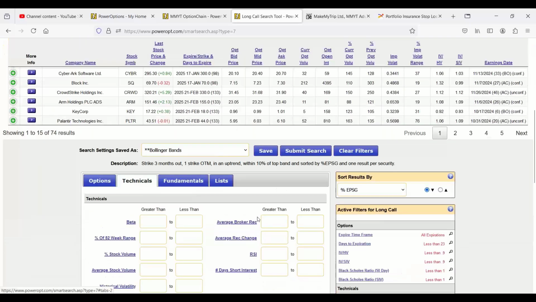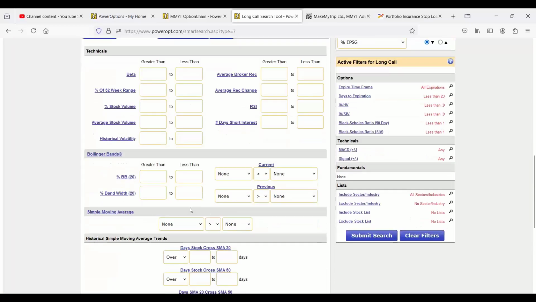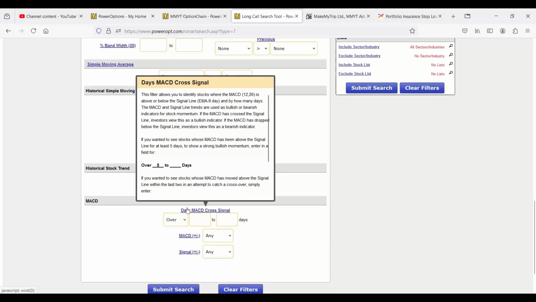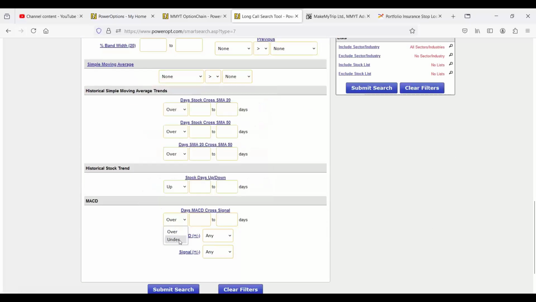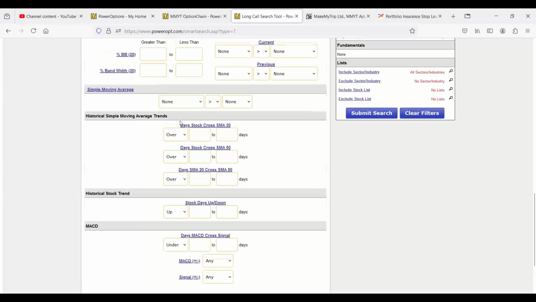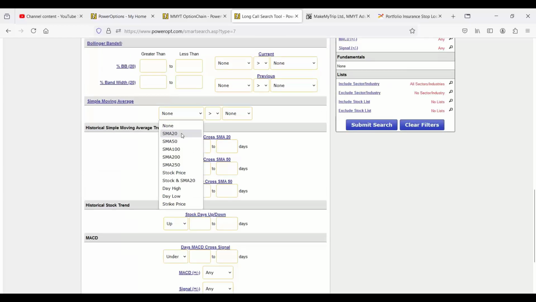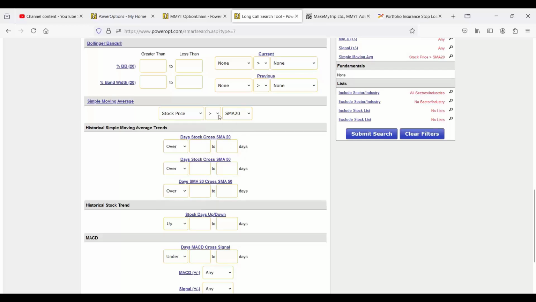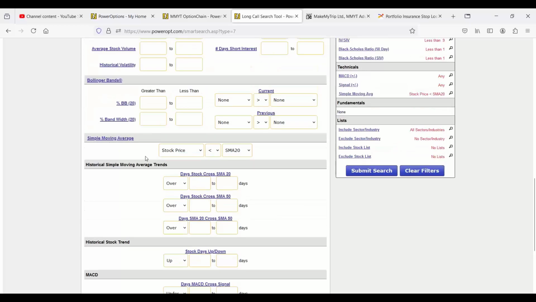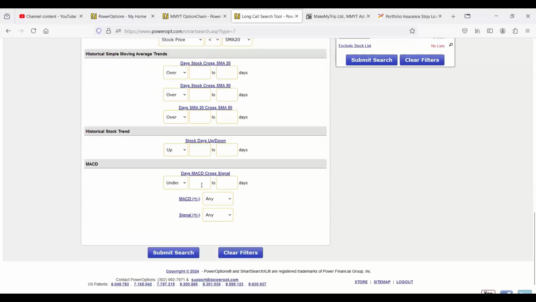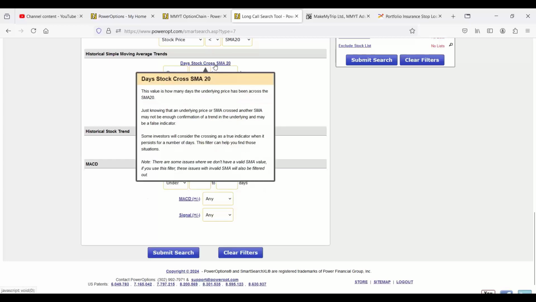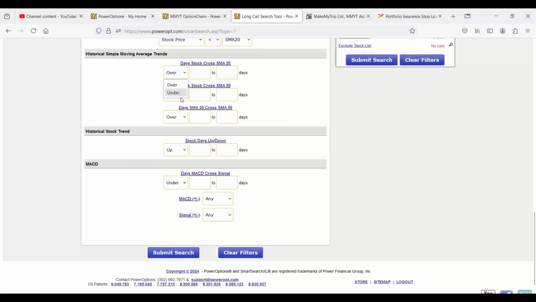So what are we going to do? We can go into the technicals here, and I can look for a stock that is under, for example, well, let's start with a simple moving average. I want to see stocks with a stock price below, let's say, the SMA 20. And maybe the stock has been down 3 to 4 days. The number of days that the stock has been below the SMA 20, let's say at least 5 days under. Let's do that. Under for 5 days.